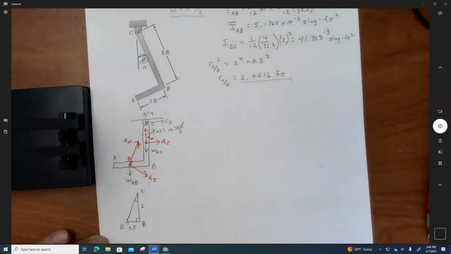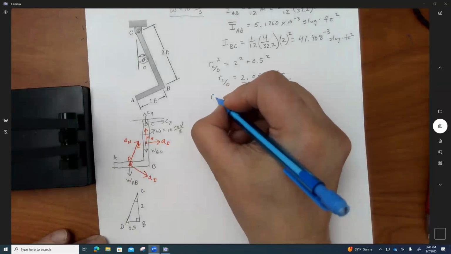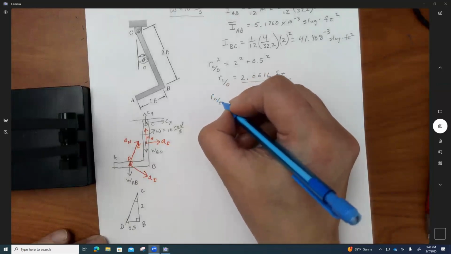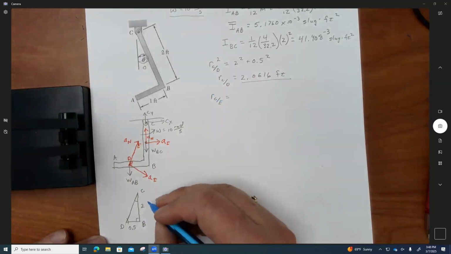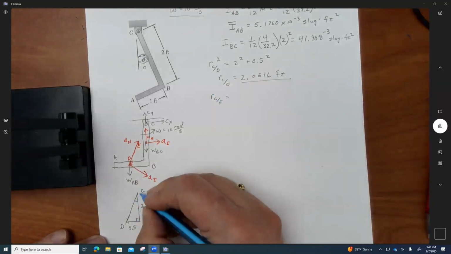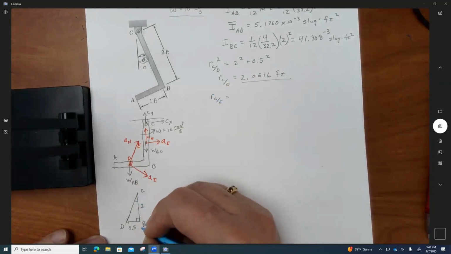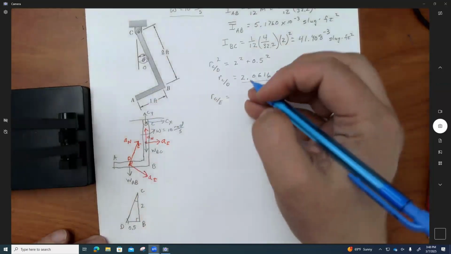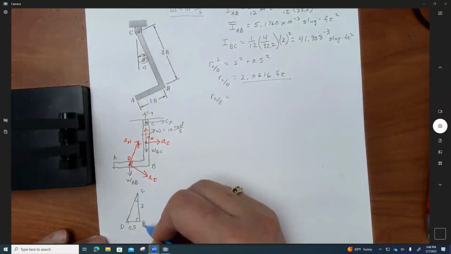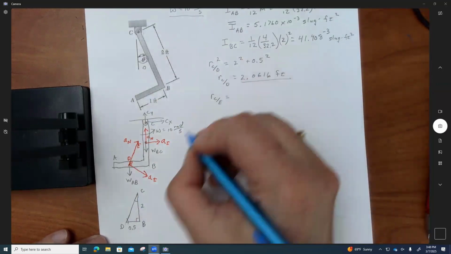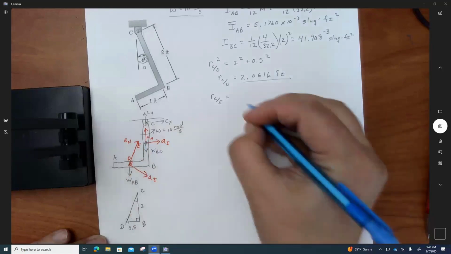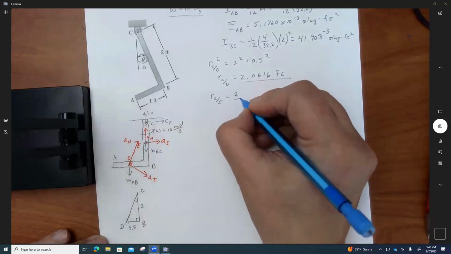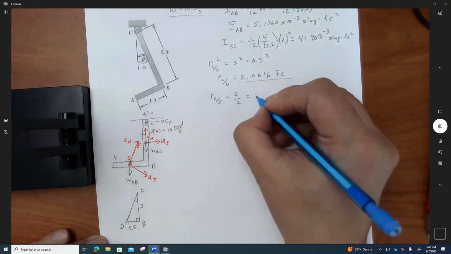Then I need to figure out what R of C relative to E is going to be. And so that's simply going to be half of the length of CB. So R C to E, this is where I made E, we're going to have 2 divided by 2, which is going to give us 1 foot.